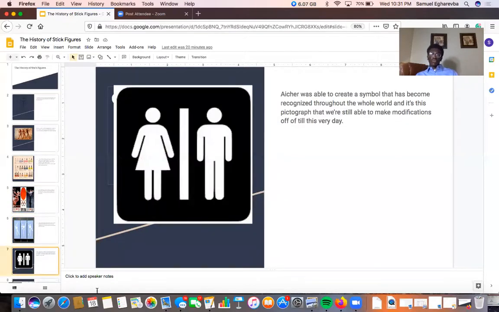And Eicher was even able to take this a step further and create a symbol that has become recognized throughout the whole world today. And it's this pictograph that we still continue to make modifications off today, if we look at how our lawmakers are deciding new laws concerning which gender goes into a specific bathroom. They still use this pictograph as the basis for how to determine how they want to inform the public about which bathroom is which. But this started from Eicher.